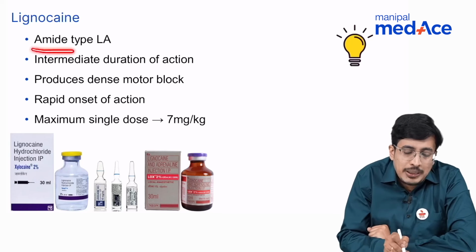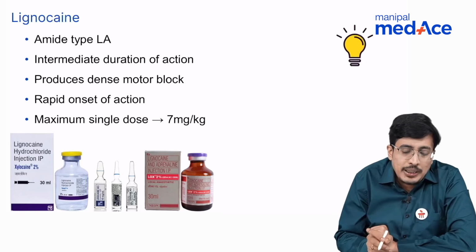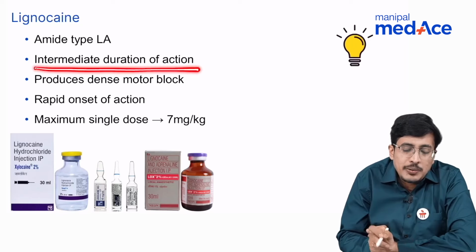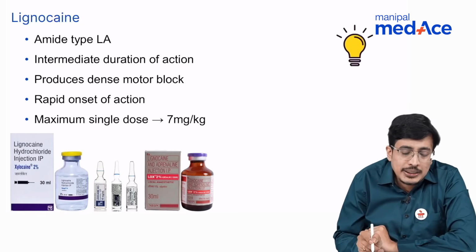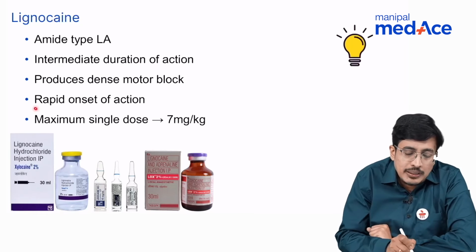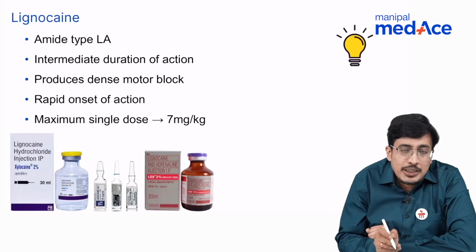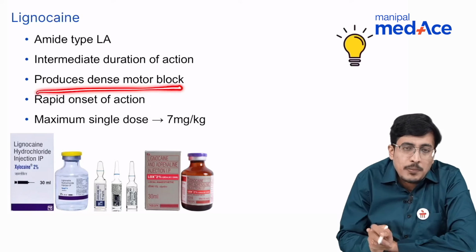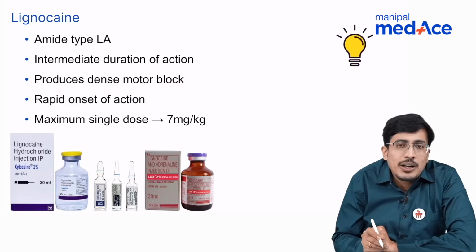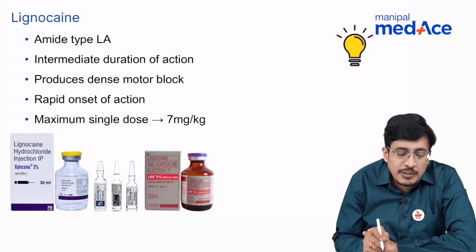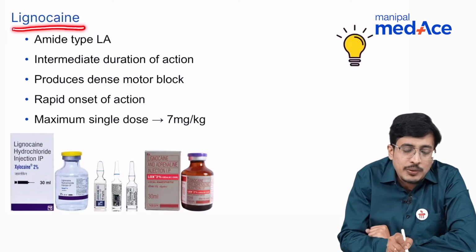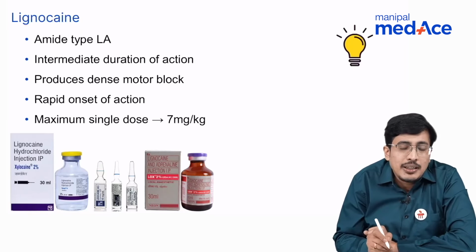Lignocaine is an amide type of local anesthetic. It has got intermediate duration of action. The action due to lignocaine is rapid in onset and it produces a dense motor block. So, when you want to give a brachial block or some peripheral nerve block, we use lignocaine if you want to see the action rapidly.